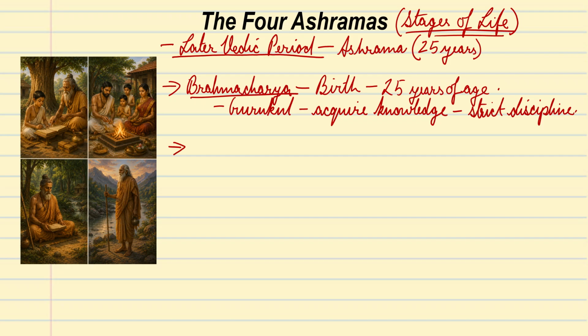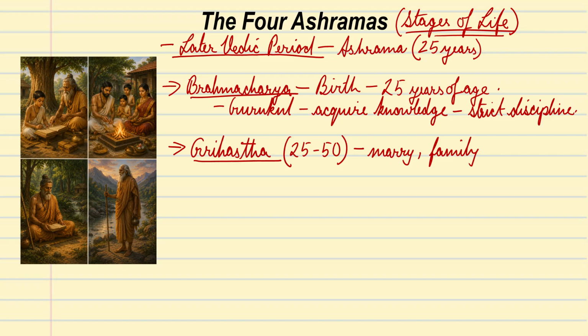Then we had Grihastha ashram. What was the main thing about this ashram? It was from 25 to 50 years of age. In this ashram, people could marry, raise a family, and perform household duties. So that is how Grihastha ashram was important. Then we had the Vanaprastha ashram.